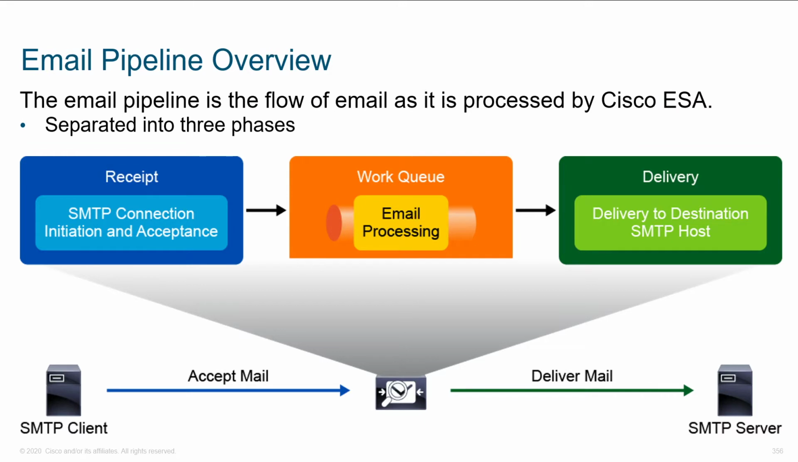So let's take a look at what happens once the email actually reaches the ESA. We talked about DNS records, MX lookups. We talked a little bit about high availability. Maybe we've got multiple ESAs. But when that traffic comes in, what are we going to do? Well, I said it's easiest to think about this in 3 phases.